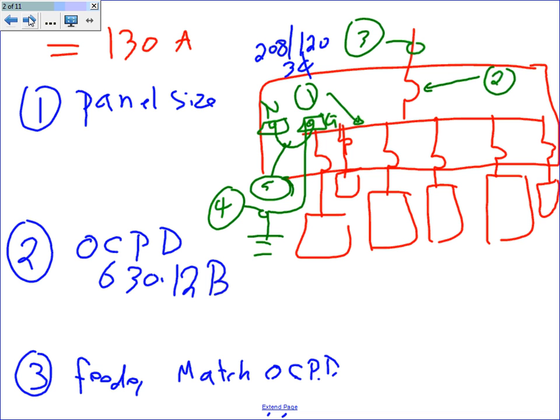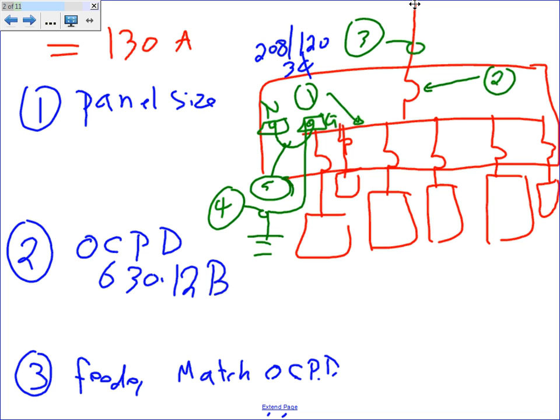So what we're going to do, guys, as you can see, is we have a service coming in here to the service conductor coming to a panel, and I need to size, number one, the panel. Number two is the overcurrent protection device. Number three is the conductors coming in. Number four is the grounding electrode conductor, and number five is the main bonding jumper. Exactly like we did yesterday.